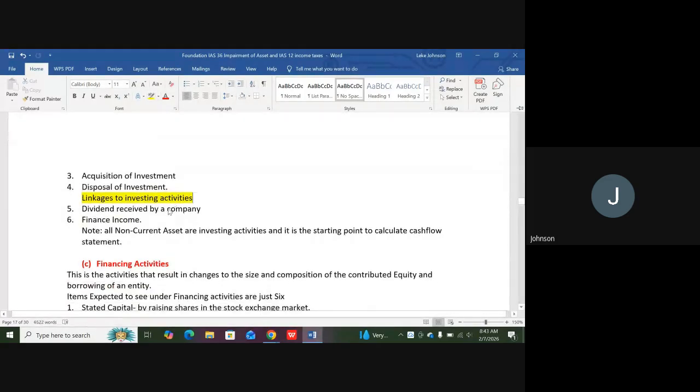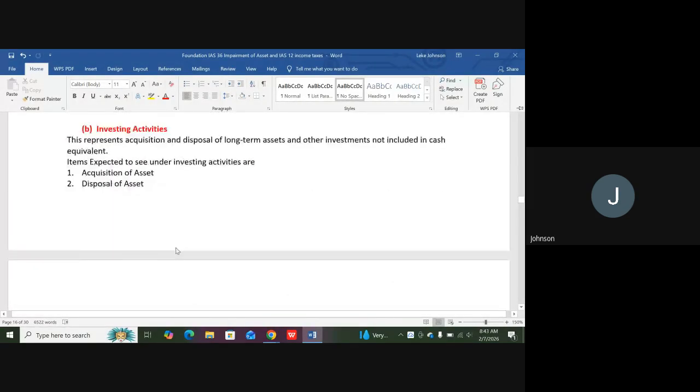So that is fine. At least if I ask us now to mention the 6 components we are going to see under investing activity, we should know that we are looking at acquisition of asset, disposals of asset, acquisition of investment, disposals of investment. Now, because you invested, you are expected to receive certain things. So you are going to receive dividends, that is one of the linkages. You are also going to receive interest because you loaned somebody your money. So anything you receive is a component of this investing activity.